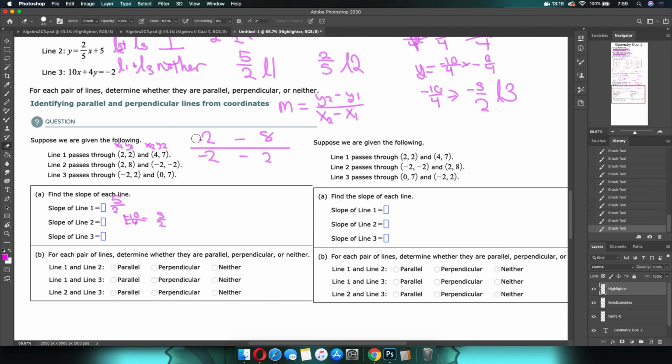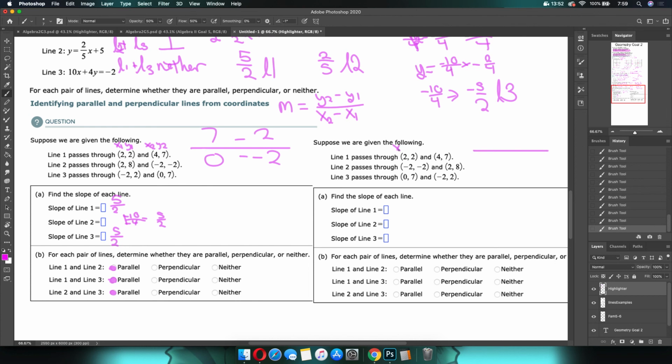Okay, now we do it again, this time for line 3. What's line 3? So y2 is going to be 7 minus 2, and then it will be 0 minus -2. 7 minus 2 is 5, and then 0 minus -2, double negative, is a positive. It'll be 5 over 2. So what are our answers for these? 5 over 2, 5 over 2, 5 over 2. Every single one of these is parallel because every single one of these is the same line. I hope that clarifies. Now we're going to do it again.